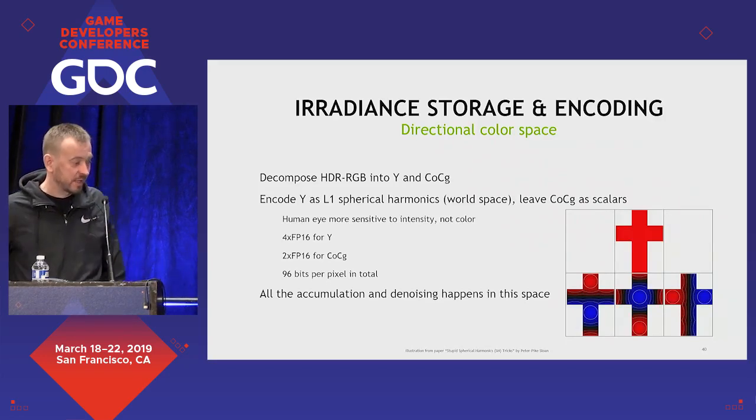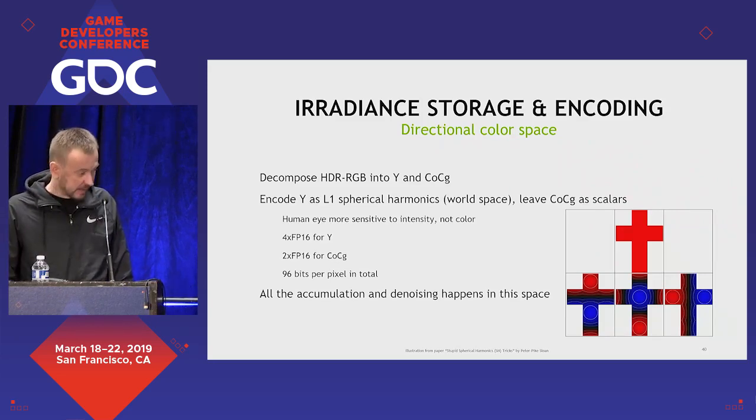Let's discuss a very important topic, irradiance storage and encoding. What we do at the very end of the light and shading path, we convert the HDR signal into YCoCg color space and store Y as first order spherical harmonics. So we use 4 coefficients for Y and 2 for CoCg. So it's 96 bits total. And all the accumulation and denoising works in this space.